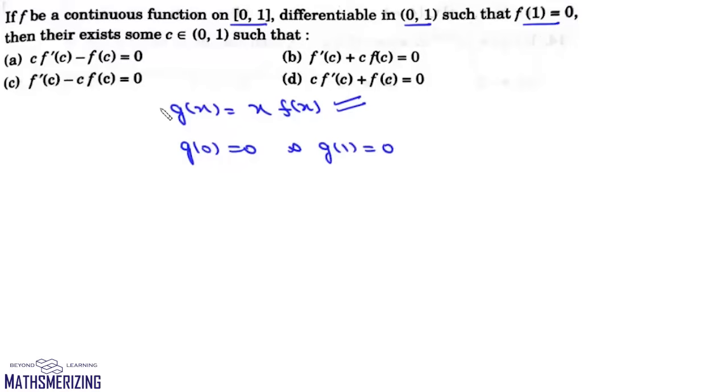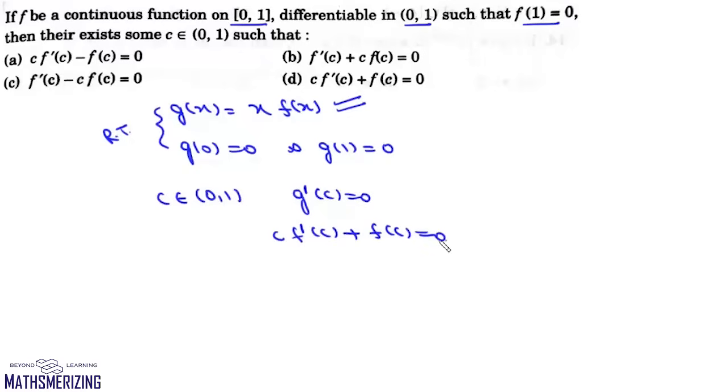So this function satisfies all the three conditions of Rolle's theorem. Then using Rolle's theorem statement, we can say there must exist at least one c in the interval (0, 1) such that g'(c) is 0. Now g'(c) is c f'(c) + f(c) = 0, which is your option D.